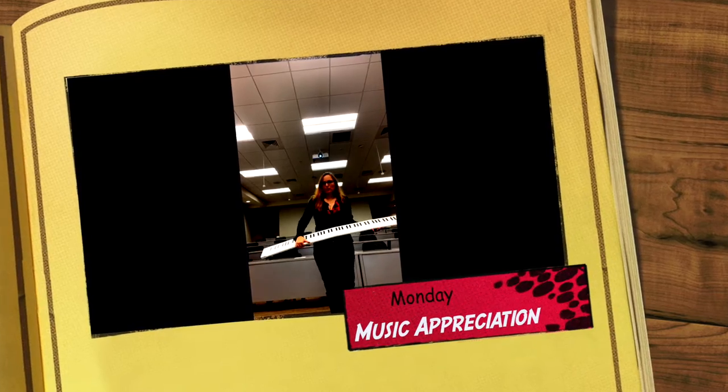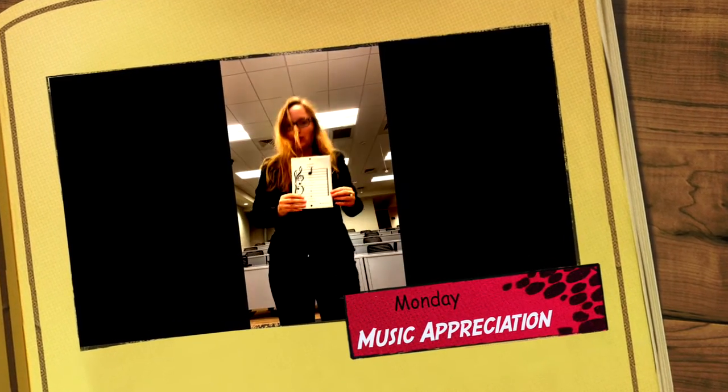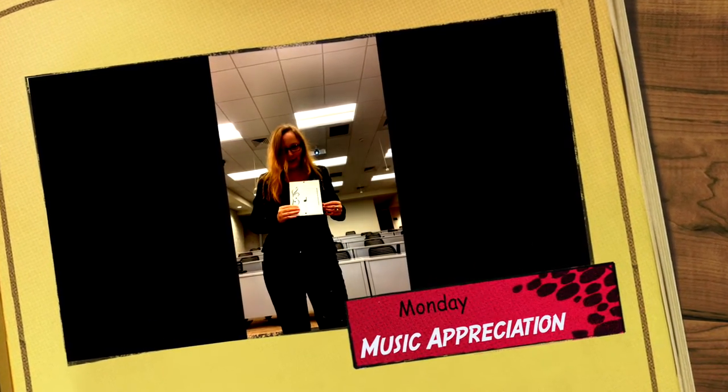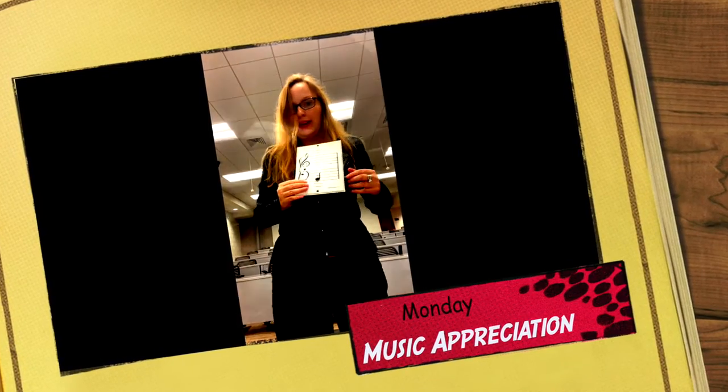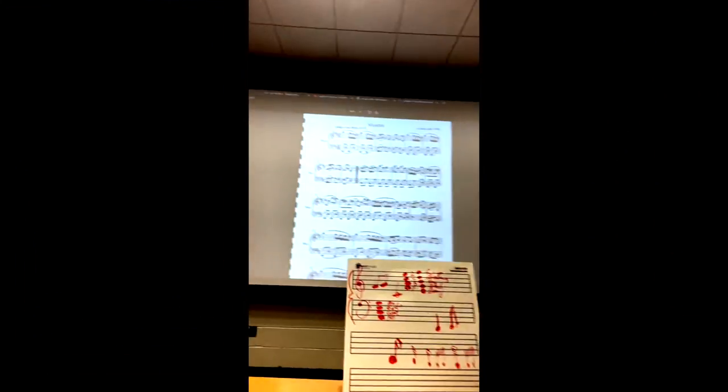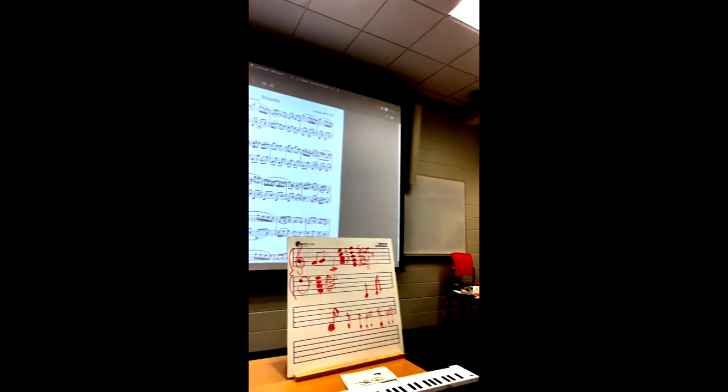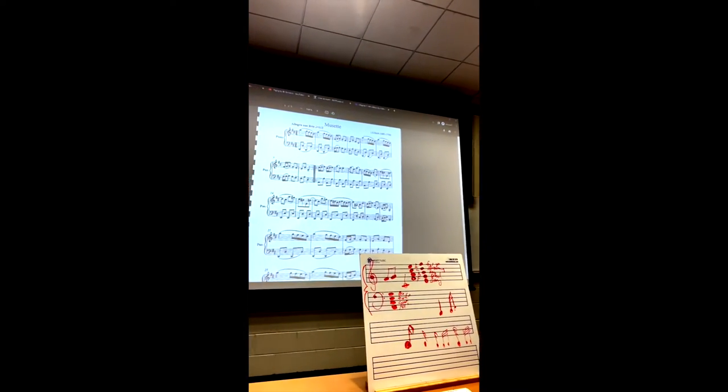In music appreciation today, we learned how to find notes on the keyboard, and all the students got to play a little bit. We also learned how to identify notes on the staff, and we also played and did some notation exercises. It was a wonderful Monday.